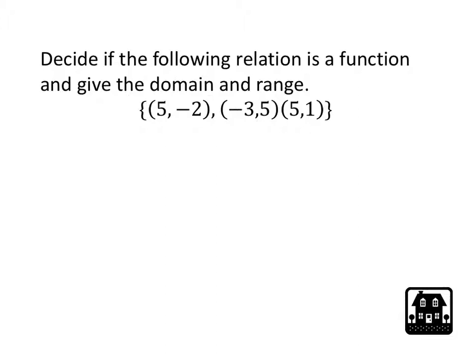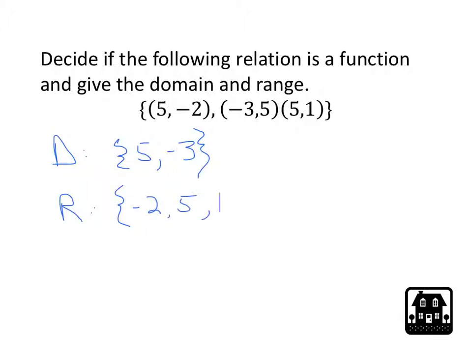Okay, is this relation a function or not? And give its domain and range. Remember that a relation is a set of ordered pairs. This is a set of 3 ordered pairs. The domain is the x values, and the x values are 5 and negative 3. So we can go ahead and give the domain as 5 and negative 3. No parentheses involved. 5 and negative 3 are not an ordered pair. They're x values, and the set of them goes in brackets. The range is going to be negative 2, 5, and 1.